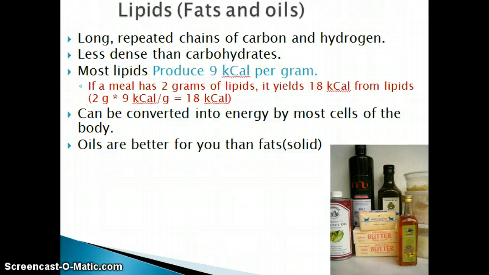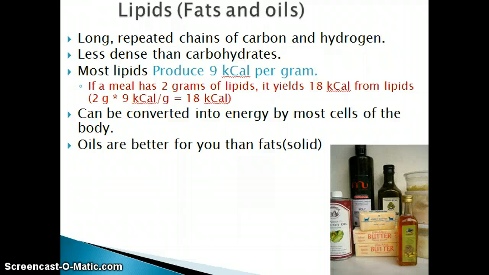Now, lipids are fats and oils. They're long chains of carbon and hydrogen, and they don't mix well with water. They're less dense than carbohydrates and water. That's why they float on water. And as a result, they yield 9 kilocalories per gram. Do you remember what carbohydrates yield? That's right, 4 kilocalories per gram. So this is twice the energy that a carbohydrate yields.